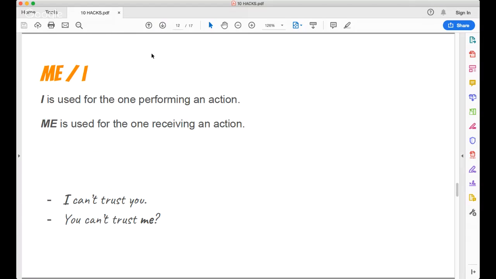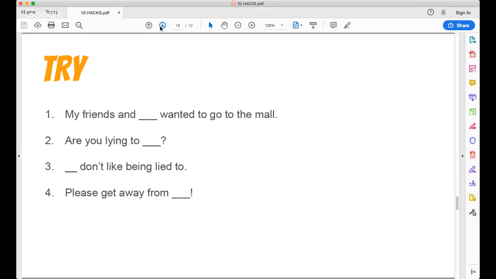All right. And one of the last ones, actually, we have a few left, but they're pretty short. You know the difference between "me" and "I," right? "I" is used for the one performing an action or the subject of the sentence, and "me" is used for the one receiving an action or the object of the sentence. I can't trust you, or you can't trust me, right? You should be able to know this. This is pretty easy, but just in case, let's try this. My friends and blah, blah, blah wanted to go to the mall.